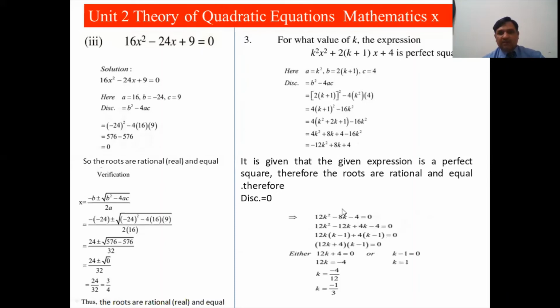So we have to put this value equal to 0, and now we can factorize these two terms. After factorization, we have (12k plus 4)(k minus 1) is equal to 0. Either 12k plus 4 is equal to 0 or k minus 1 is equal to 0. So 12k is equal to minus 4, or k is equal to minus 4 by 12. We can simplify this: k is equal to minus 1 by 3, and k minus 1 equal to 0 means k is equal to 1. So the required values of k are minus 1 by 3 and 1.